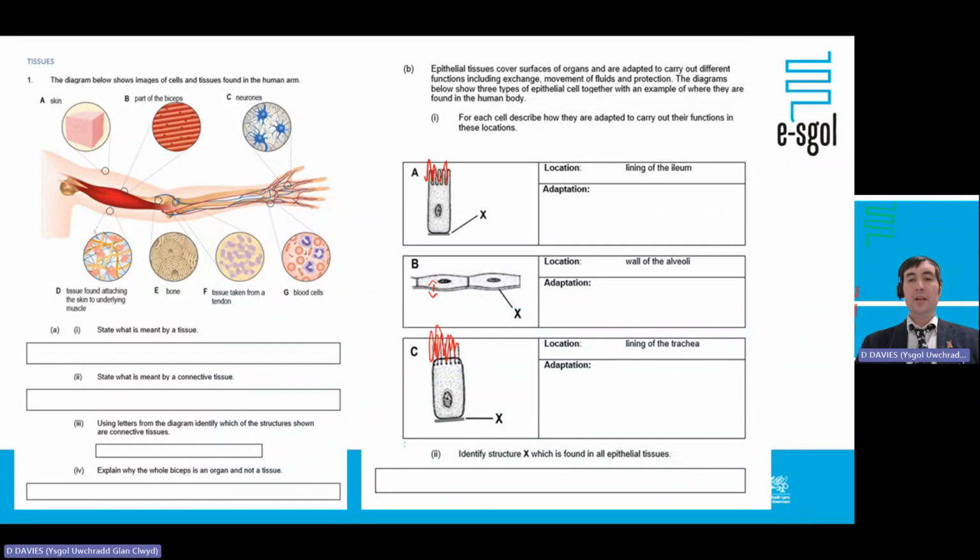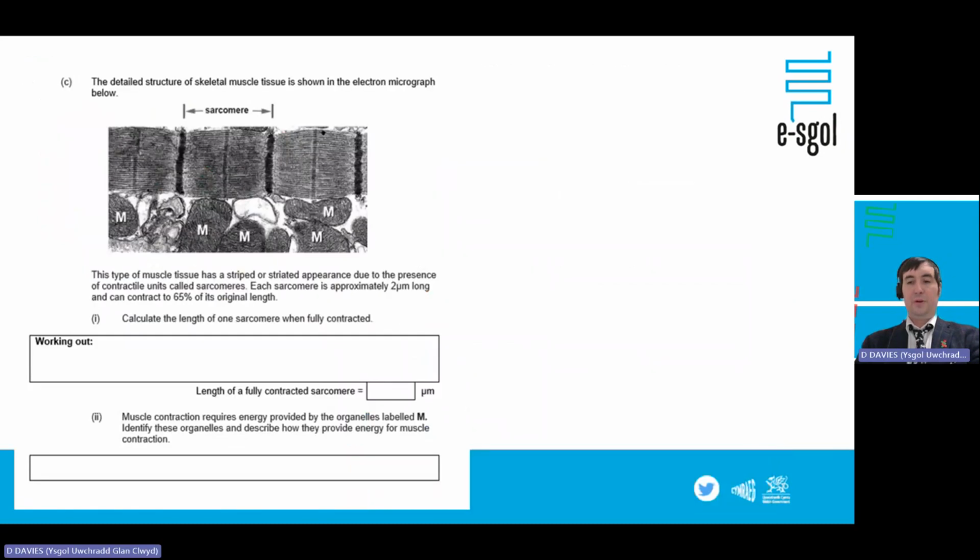Okay. So in a minute now, if you finish off writing those, I am going to publish the answers. No, I'm not. I'm going to show you the other half of the question. Okay, sorry about that, guys. So detailed structure of skeletal muscle. Type of muscle tissue is striped or striated in appearance due to the presence of contractile units called sarcomeres.